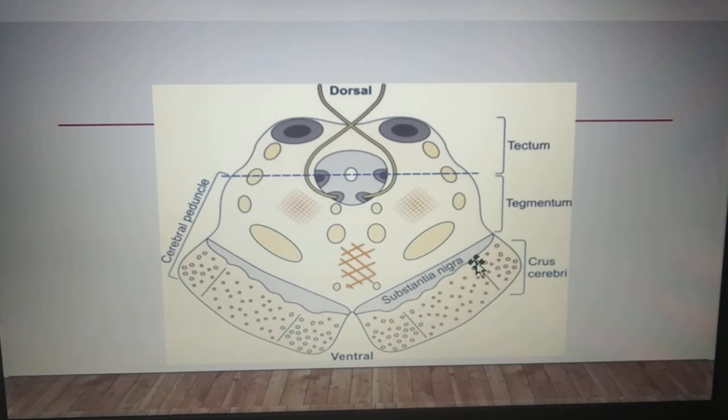Now coming to the substantia nigra, I have already told nigra means black. There is some pigmentation in this layer. Substantia nigra is a large motor neuron layer. It is a pigmented sheet which is intervening between the crus cerebri ventrally and the tegmentum dorsally. It is concave on the dorsal aspect and spiky on the ventral aspect. It consists of two layers, the dorsal layer and a ventral layer. Both the layers are pigmented.